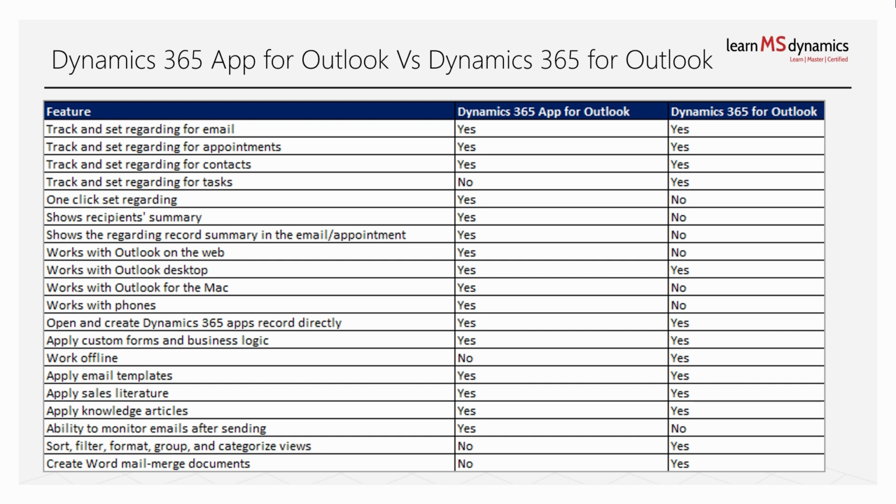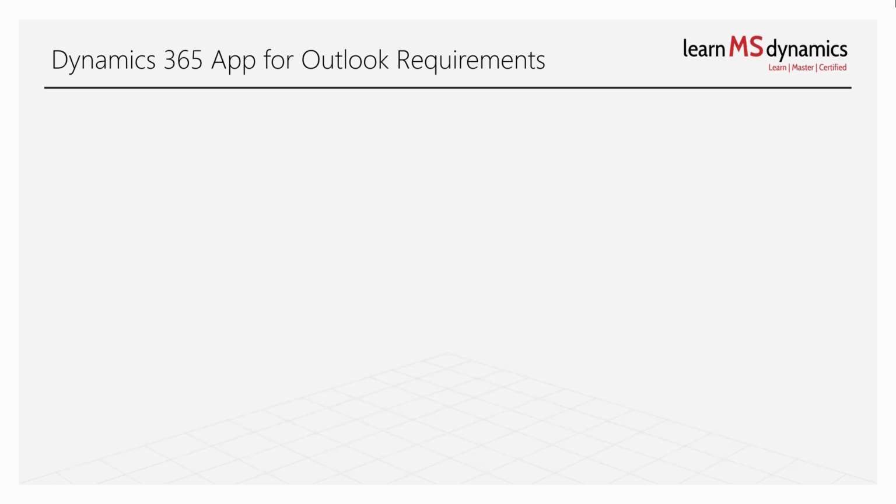The major one is working offline. Dynamics 365 for Outlook supports working offline, but Dynamics 365 app for Outlook doesn't support working offline. Also, Dynamics 365 for Outlook doesn't work on Outlook on the web and doesn't work on Mac and phones. But Dynamics 365 app for Outlook works with them. So spend some time here and see the comparisons so you know which application to use based on your requirements. Now let's talk about the Dynamics 365 app for Outlook requirements.